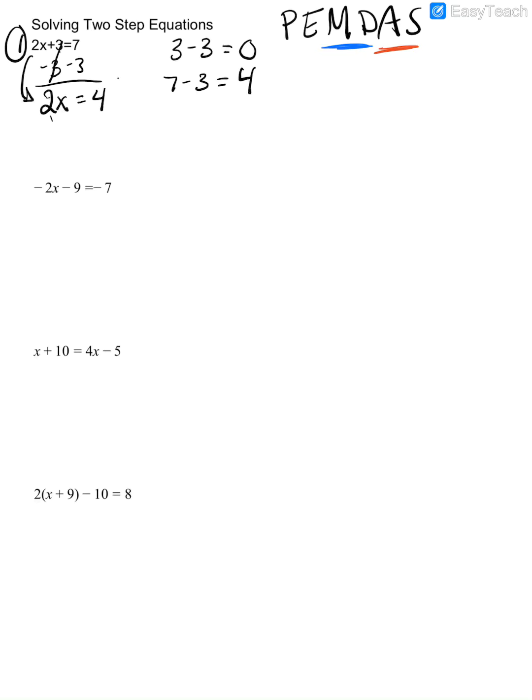So now we're looking at, can we multiply or divide anything? Is anything being multiplied or divided? So 2 is being multiplied by x here. Therefore, we are going to divide 2 from both sides, because we're going to do the opposite operation. 2 divided by 2 is going to give us 1, which means that we can cancel them out. And 4 divided by 2 gives us 2, which is why x equals 2.